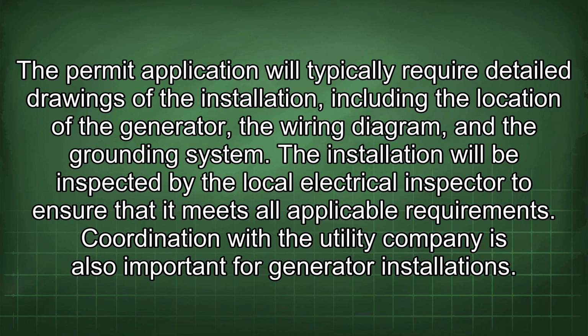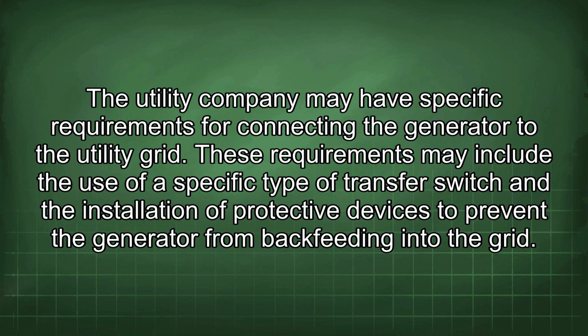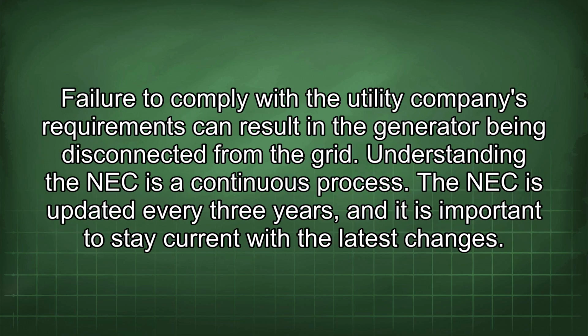applicable requirements. Coordination with the utility company is also important for generator installations. The utility company may have specific requirements for connecting the generator to the utility grid. These requirements may include the use of a specific type of transfer switch and the installation of protective devices to prevent the generator from backfeeding into the grid. Failure to comply with the utility company's requirements can result in the generator being disconnected from the grid.